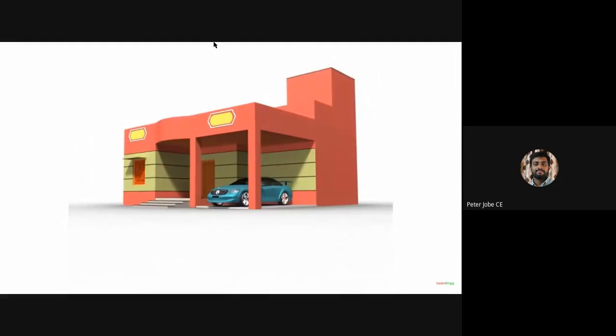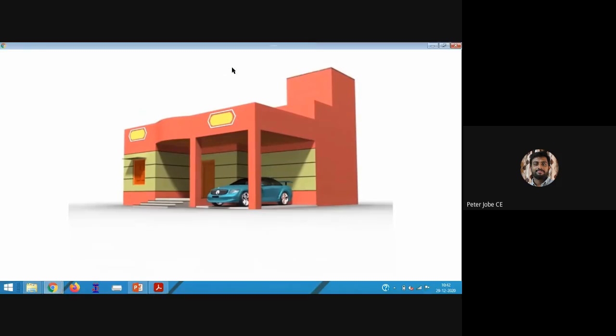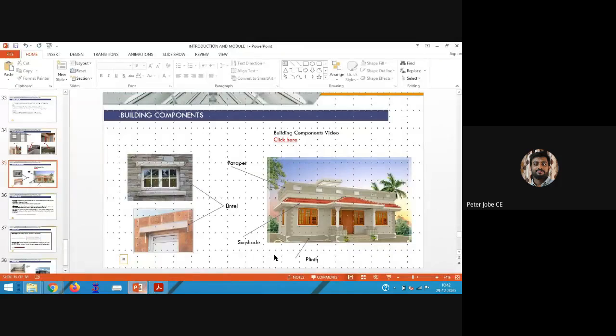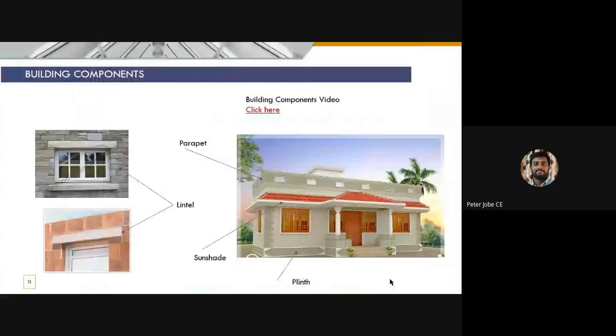So they have done explaining the components of a building. I hope everyone has understood the video and understood what all the components are and where they are placed.